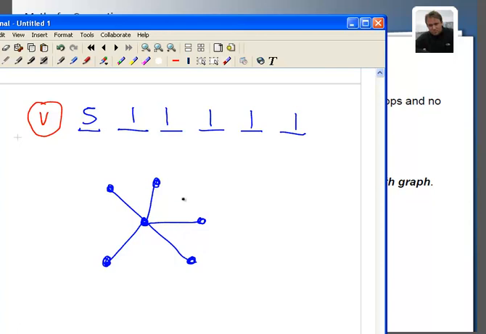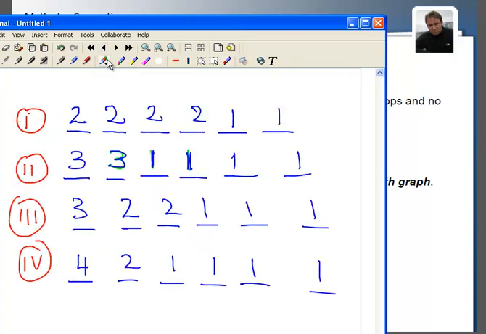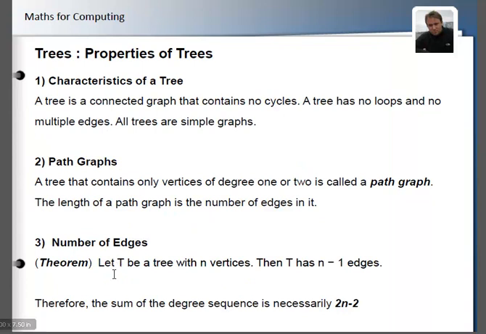Now, it's important to know this, because if you're asked to draw non-isomorphic trees, which we might do later on, you should be able to figure out what the possible degree sequences are and then draw them from that. This is the best way to do it, in my opinion. Know what the degree sequences should be and see what possible trees correspond to each. Okay. So that is the first thing we're going to do. That's the number of edges. Let T.